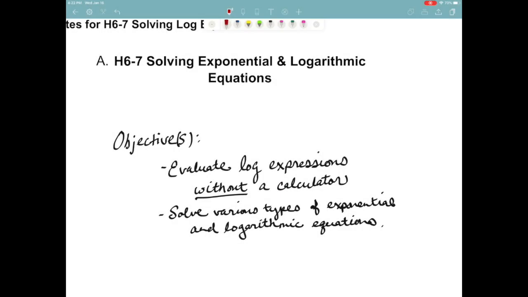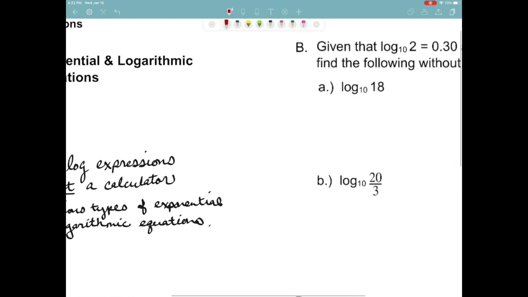All right, these are the notes for H6-7, solving exponential and logarithmic equations. Our objective for this lesson was to evaluate log expressions without a calculator and to solve various types of exponential and logarithmic equations. Let's go ahead and get started here.